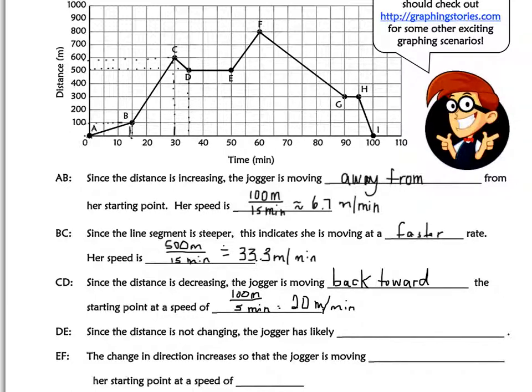Section DE on the graph indicates that the distance is not changing, because it's a horizontal line, there's no change in the distance, so therefore the jogger has likely stopped. And then segment EF, the change in direction indicates that the distance is increasing again, so that means the jogger is moving away from the starting point again.